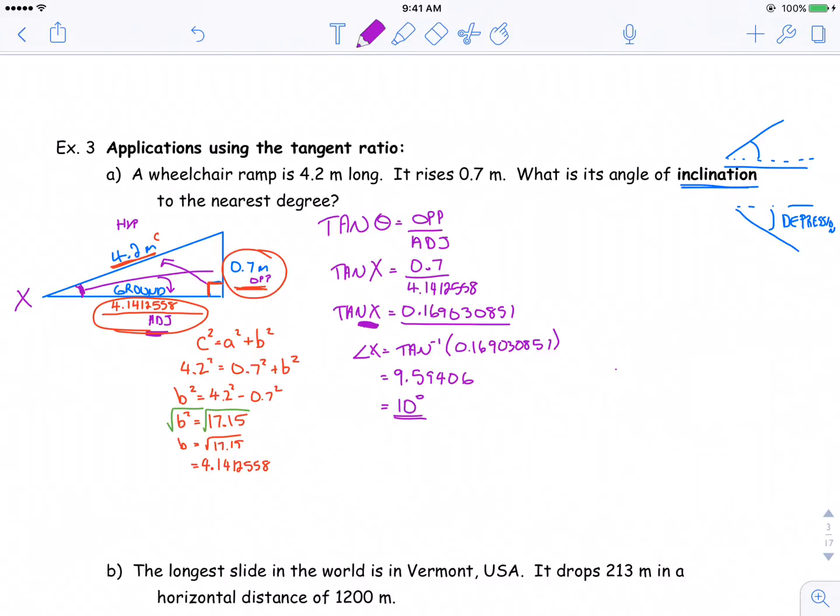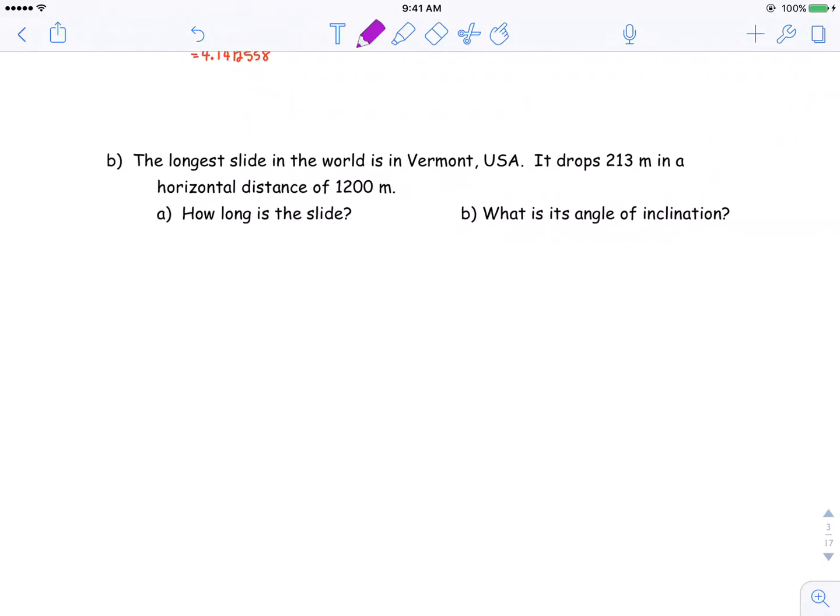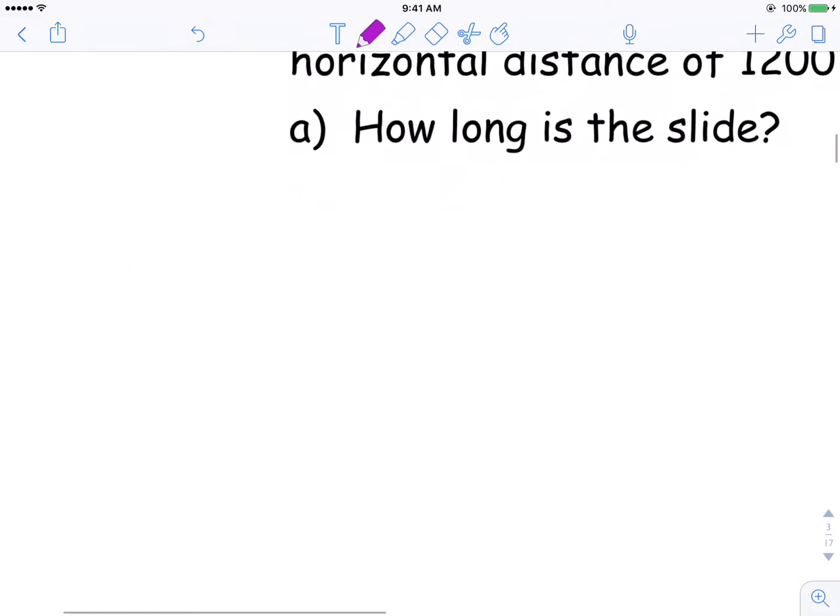Let's look at example B, our last example. The height of the longest slide in the world in Vermont, USA drops 213 meters in a horizontal distance of 1,200 meters. How long is the slide and what's the angle of inclination of the slide? So here our picture would look something like this, very schematically drawn, because obviously, well, maybe a slide would do that, but a slide probably doesn't go straight down, probably does a bunch of loops like a water slide.